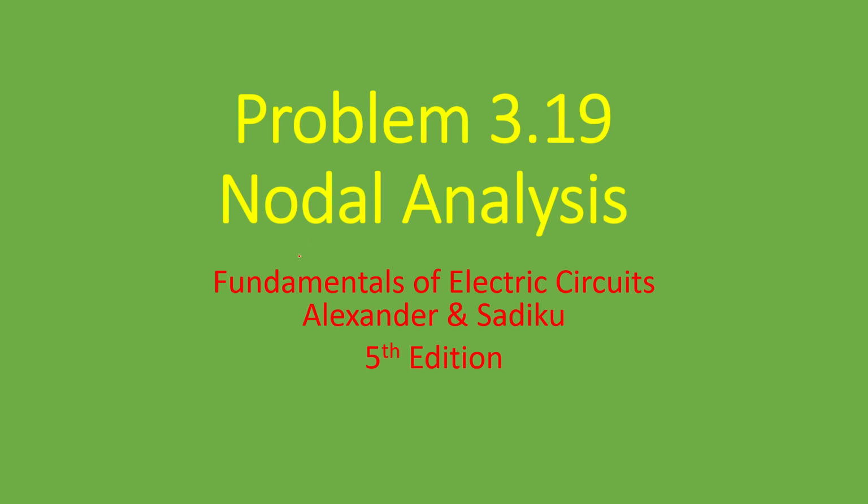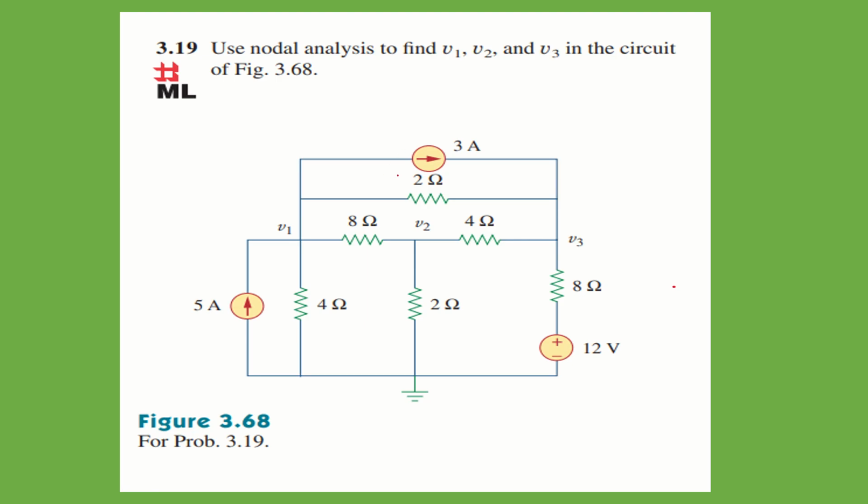Today we are going to solve problem 3.19 using nodal analysis from Fundamentals of Electric Circuits by Alexander and Sadiku's 5th edition. Using nodal analysis, we have to find V1, V2 and V3. This symbol indicates we are asked to solve this using MATLAB. We are going to solve manually only.